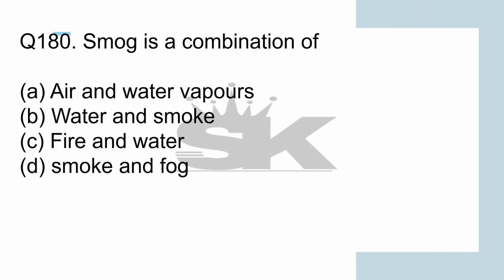Smog is a combination of... smog is a type of air pollutant. We all know, right? So smog is a combination of smoke and fog. Classic smog results from the large amount of coal burning in an area and is caused by a mixture of smoke and sulfur dioxide. Okay, the answer is smoke and fog.